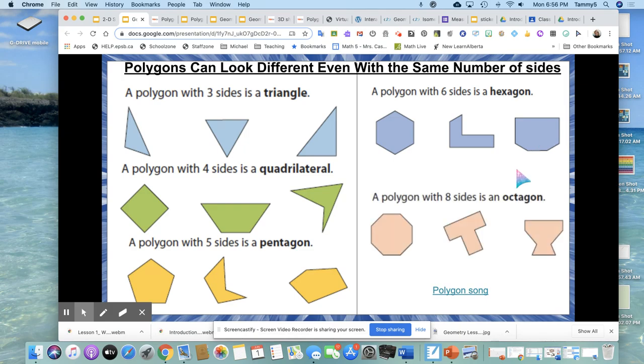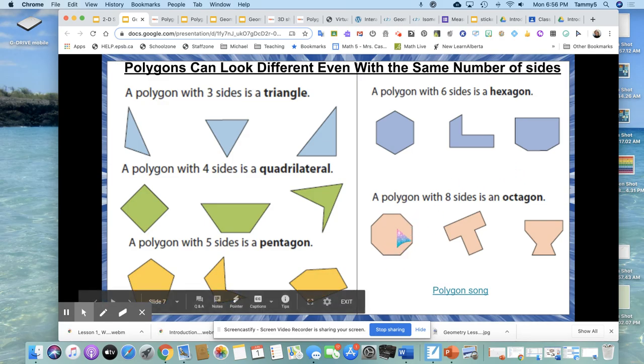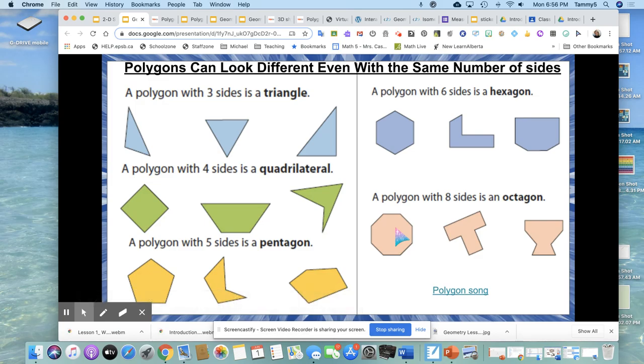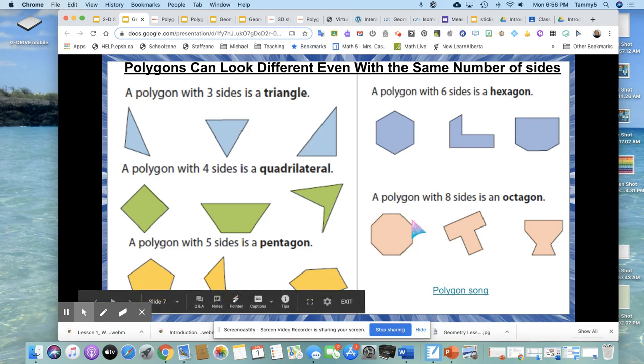And then lastly, an octagon has 8 sides. The first example here is a regular polygon, or we call it a regular octagon. These 2 examples are irregular octagons, but they have 8 sides, and they look completely different than that first stop sign, as I always call it, as an example.